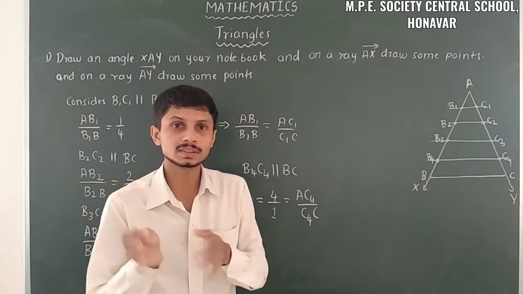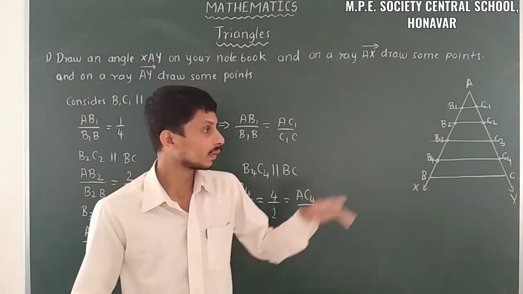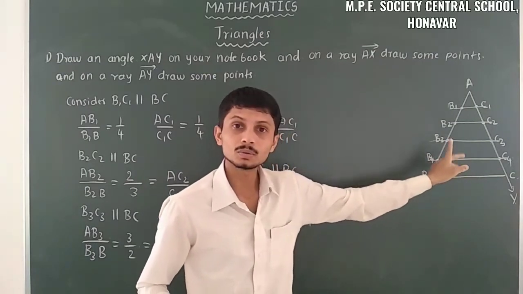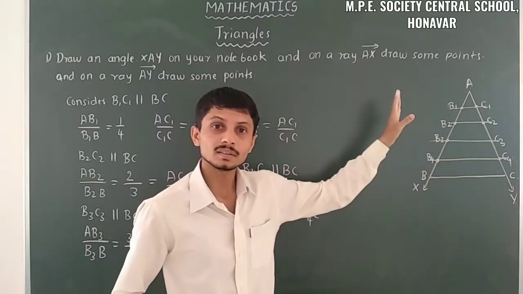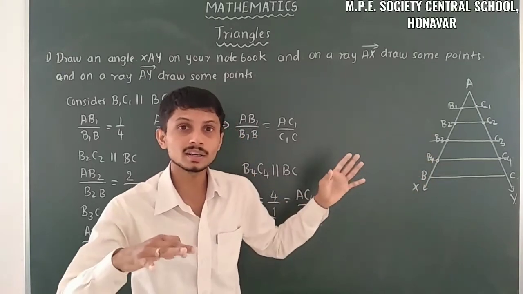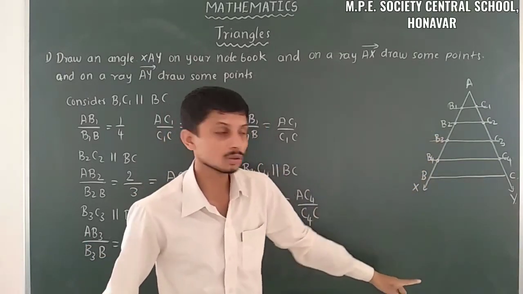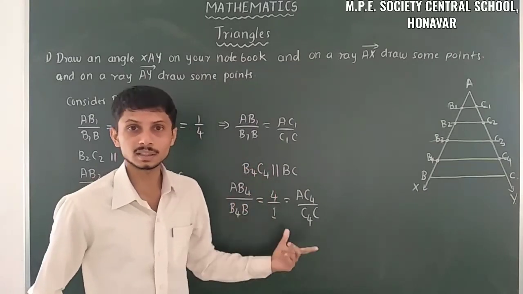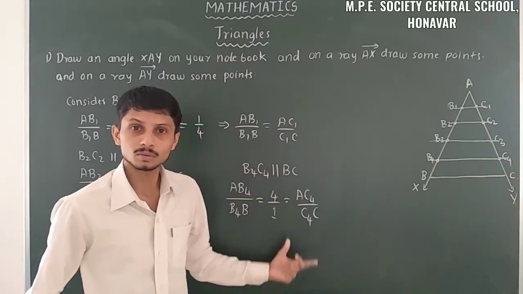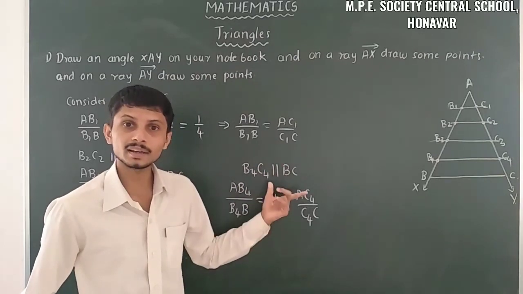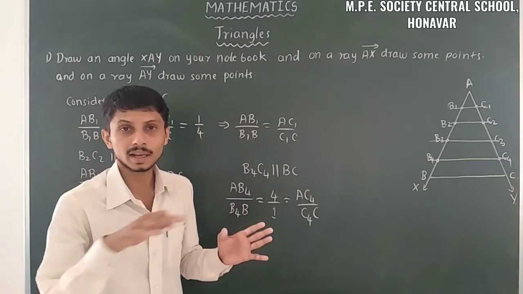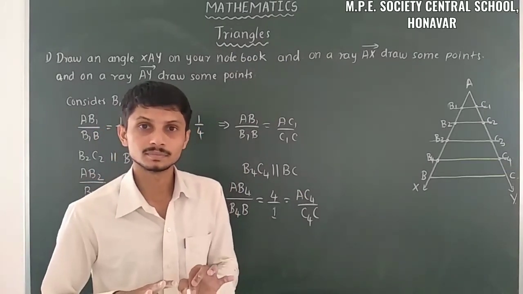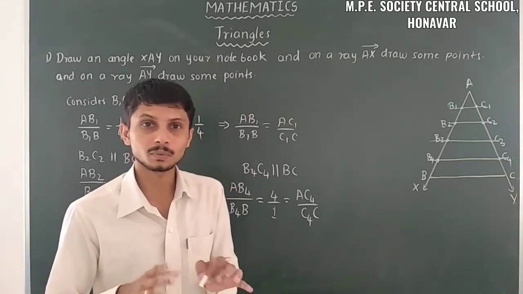So there is a converse condition: when a line is parallel to one side, then the other two sides are divided in the same ratio. When the ratios of the other two sides are the same, we can consider the line to be parallel to the remaining side of the triangle. So this is about theorem 6.1.